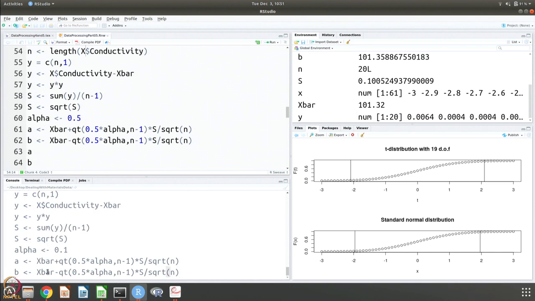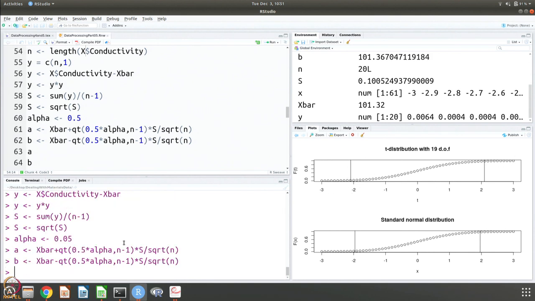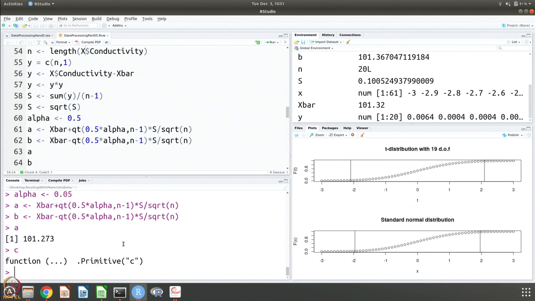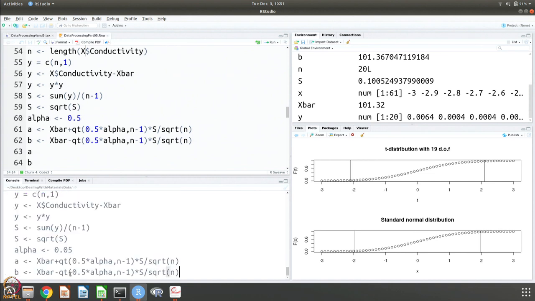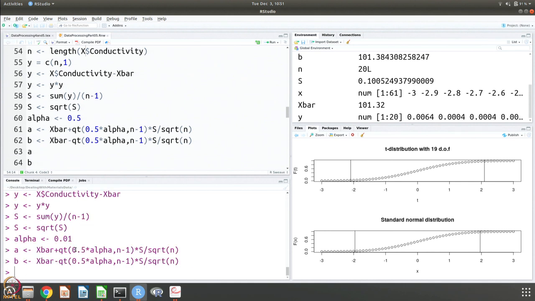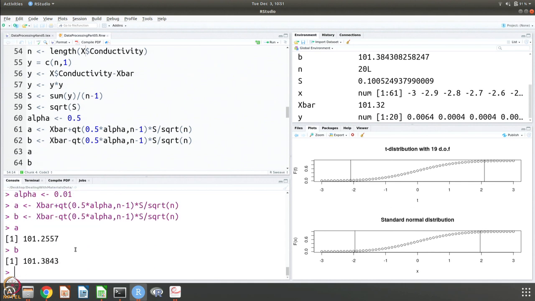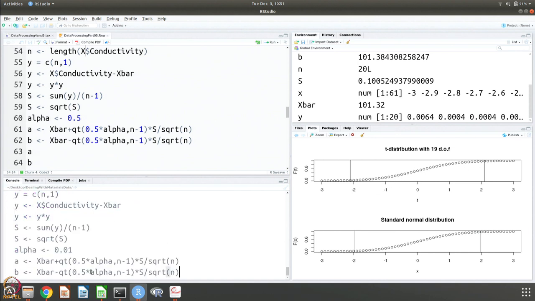And you can do it for other values also. Suppose if you take 0.05, that is basically the value that we have calculated here. So, that is the 95% confidence interval, that will be between 101.27 and 101.367. And you can of course calculate still further. Suppose 99% confidence interval you want to get, and you will find that that is between 101.2557 and 101.3843.